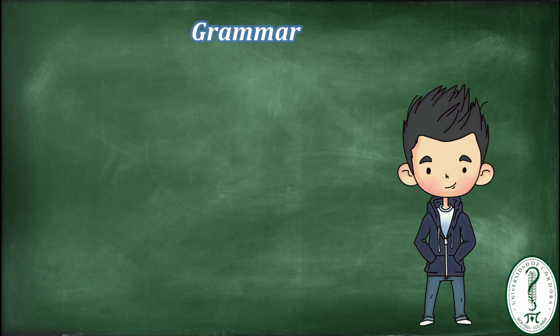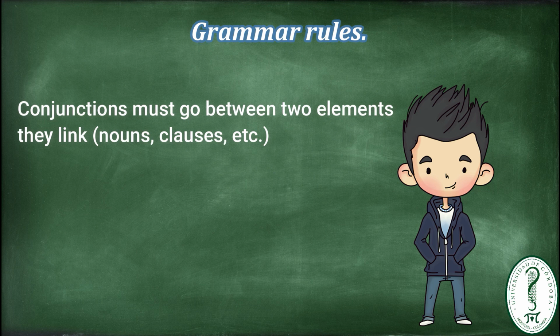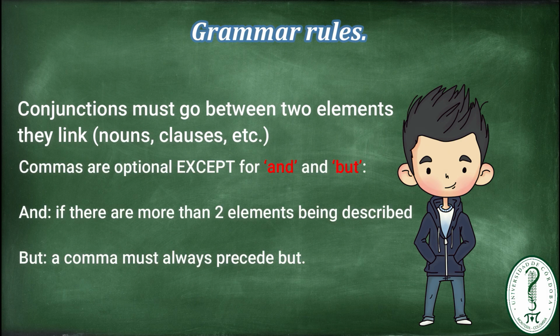There are some grammar rules of coordinating conjunctions. Conjunctions must go between the two elements they link. It can be nouns, clauses, etc. Commas are optional, except for and and but. In the case of and, if there are more than two elements being described, a comma must follow each element being connected. The and must come between the second to last and last element in the list. For only two elements, no comma is necessary. In the case of but, a comma must always precede but.